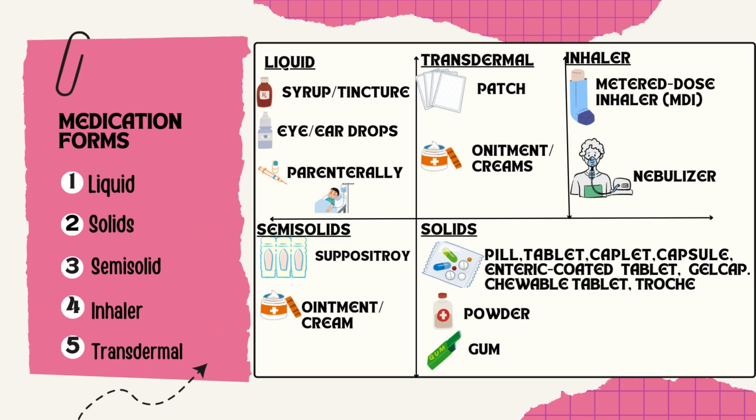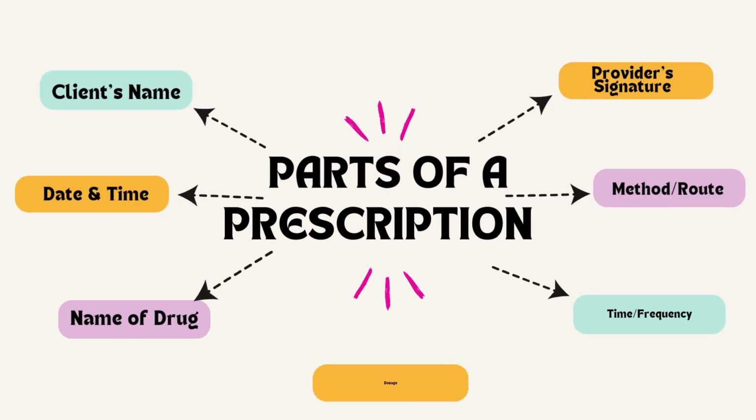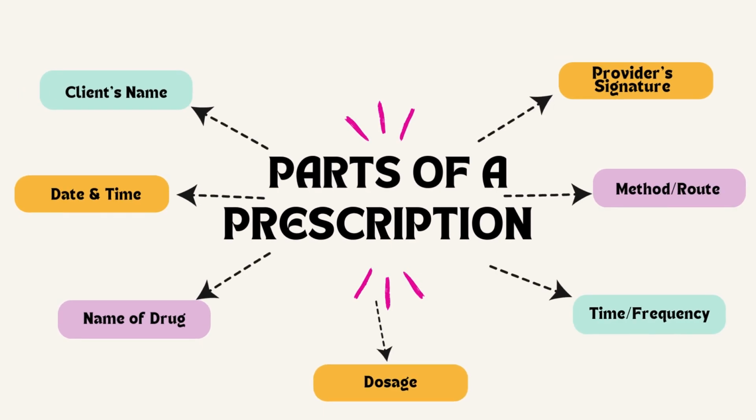Next, let's discuss prescribed medication dosage. A dose is a single amount of a medication administered to achieve a therapeutic effect. A therapeutic dose is the amount of medication needed to obtain a desired effect. It is important to understand the following definitions as they vary for all medications and want to prevent toxic and lethal doses.